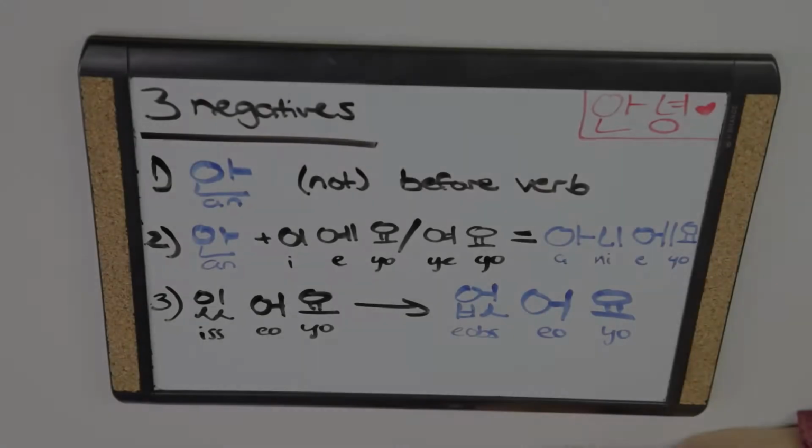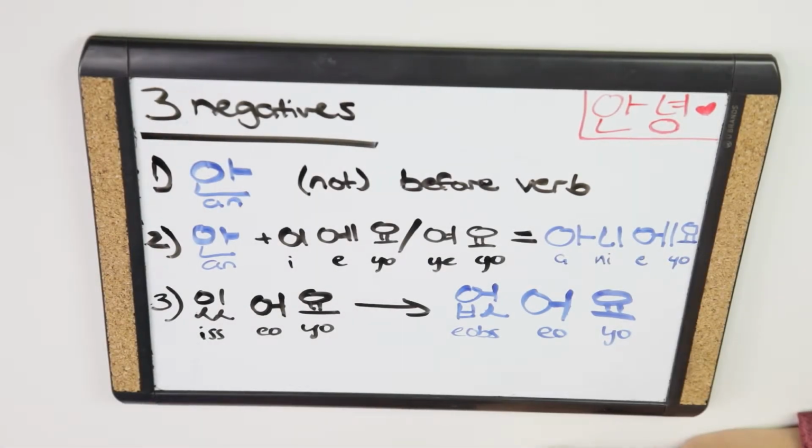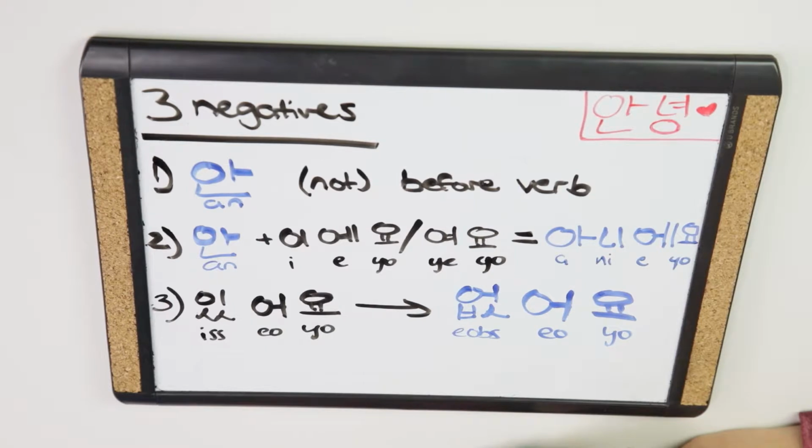In today's objectives, we will learn how to make negative sentences. So let's go on to some examples. Okay, so here we have 3 different ways to make statements into negatives. Here we have our first one, 안, which literally means not. These will be placed before a verb.